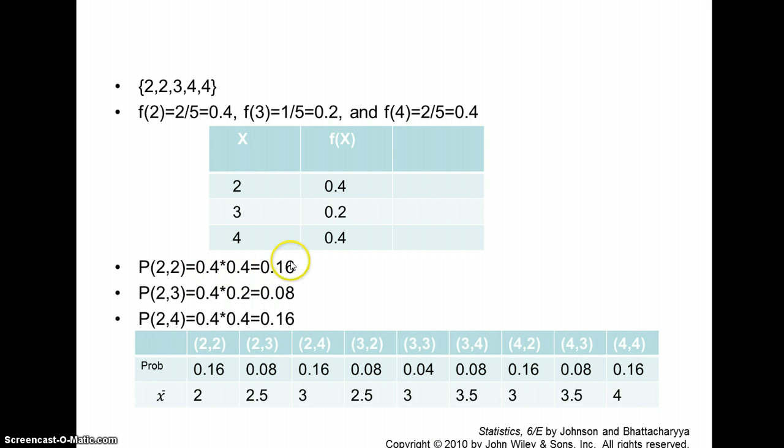So that's the probability. So 16% chance you will get a 2 at the first time, another 2 at the second time. So similarly, you can find the probability for the rest of them. So I put a 0.16 here. I did 3 of them.